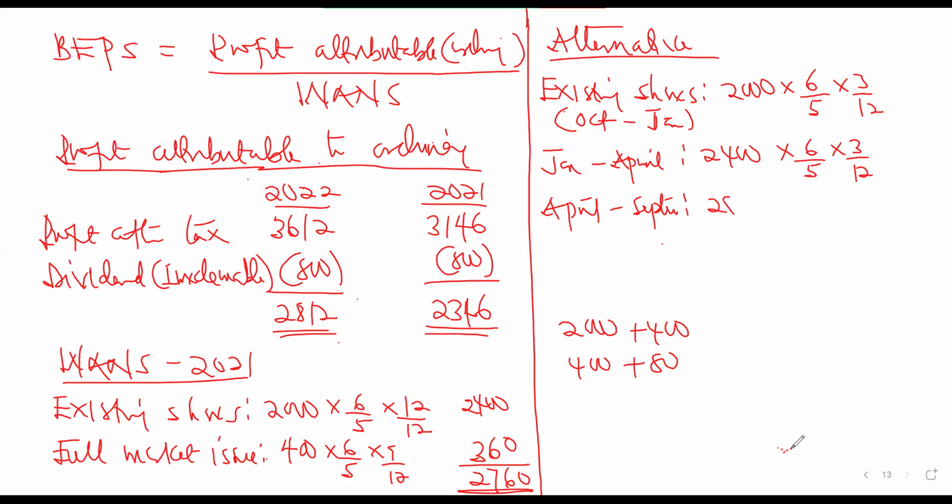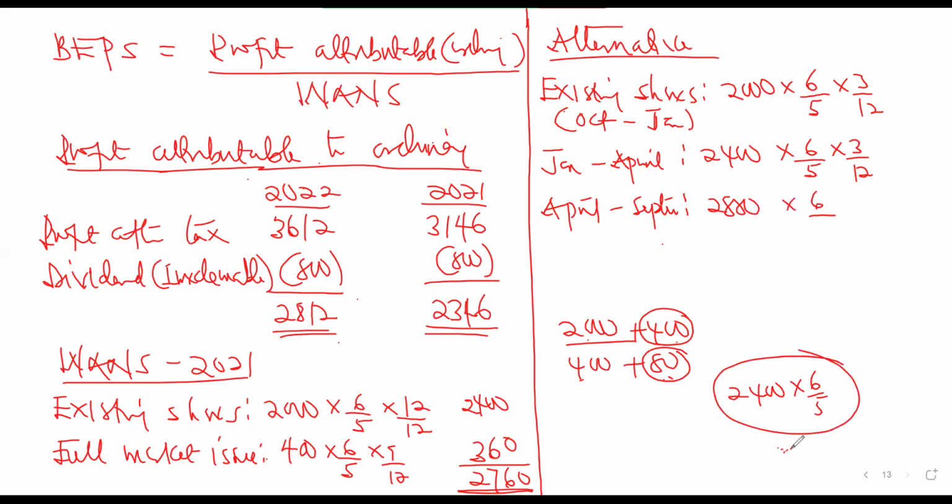This will give us 2,880. How do we get 2,880? There will be a bonus issue on the existing one of 2,000, and there will be a bonus issue of 80. So that will be 2,000 plus the bonus issue plus the new issue of 400 plus the bonus issue on that. Or you can do the 2,400 multiplied by 6/5. That will give you 2,880, and this will now do 6 months. If you add, you'll be getting the same figure as 2,760.